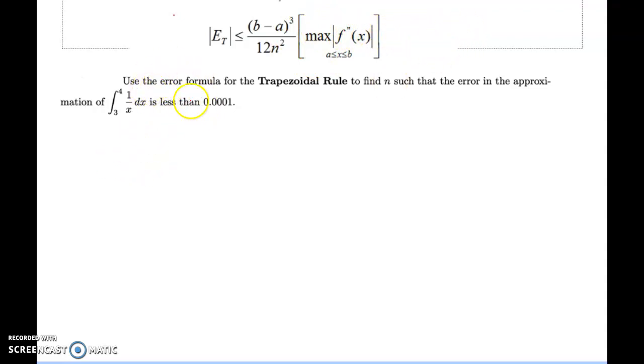So let me now see the problem. Use the error formula. This is our formula for the trapezoidal rule. We have to find n such that the error in the trapezoidal approximation of the integral from 3 to 4 of 1 by x dx is less than 0.0001. This means that ET is given.